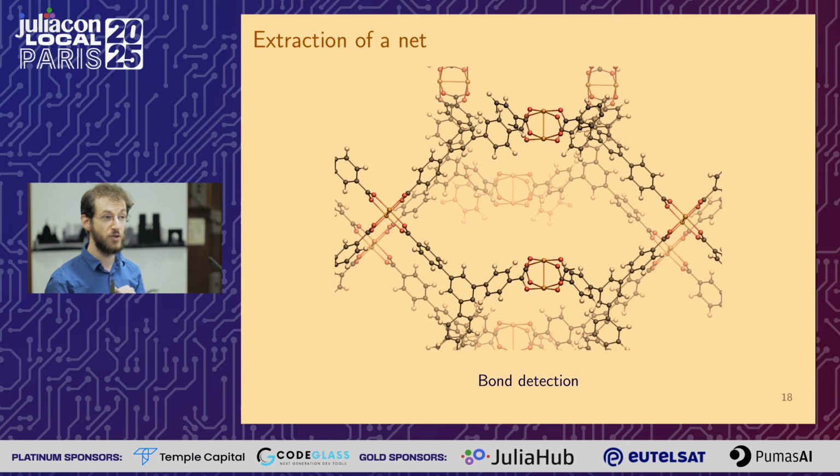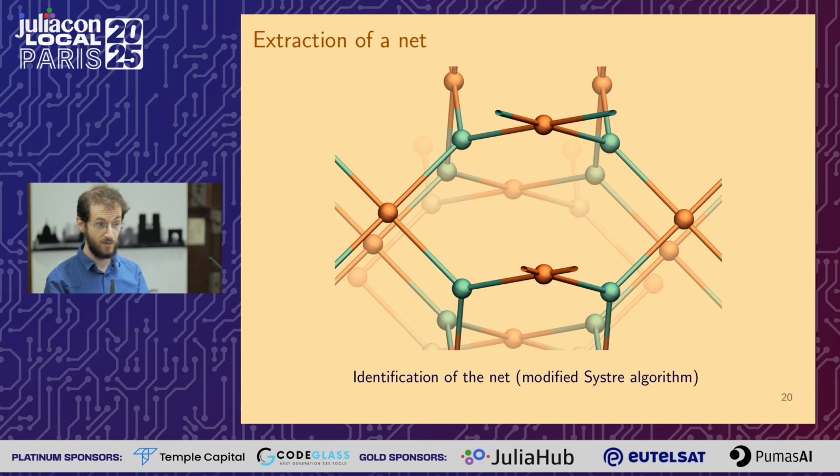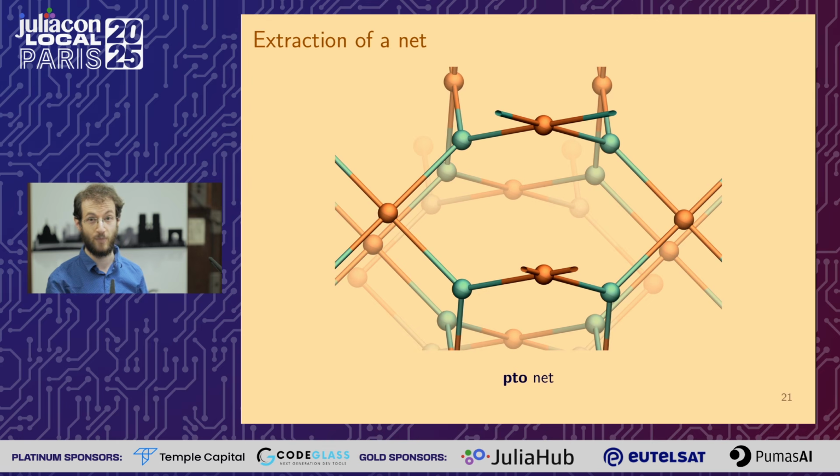And then the second thing it's going to do is to cluster together the relevant atoms into, for instance, the blue clusters which will be the organic atoms and the ochre clusters which will be the inorganic atoms. And from this clustering, we can extract the net, which has a topological information. And finally, we can run this modified SISTER algorithm to get the name in the end.